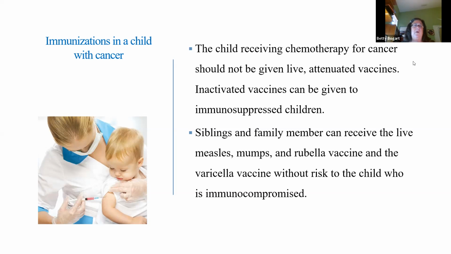So if you have a child, or even adults, because I know you're all in med-surg too, who are immunosuppressed, you cannot give them a live vaccine, okay? Now, family members can get it, but any child or adult that's immunosuppressed, getting chemo or on prednisone or another immunosuppressive disease, do not give them a live vaccine, and that's a very important thing.